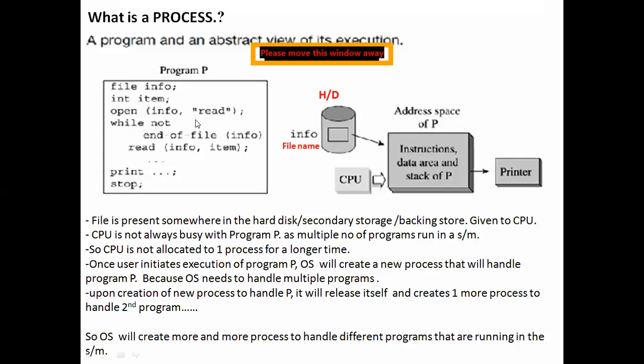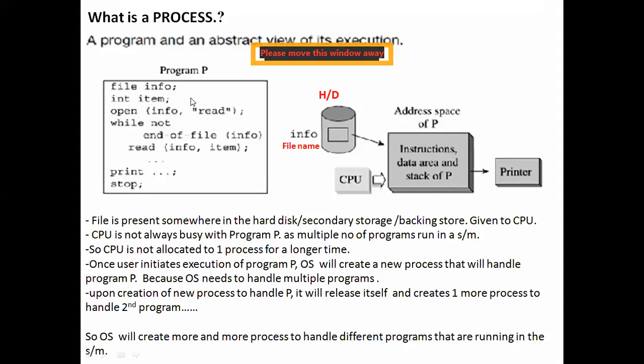I repeat, here we are just discussing a program and an abstract view of its execution. We have a program P and we are trying to initiate a file, and the file name is info. One integer is also defined, by the name item. First we need to open the file. Why? Because for doing any sort of operation, whether a read operation or a write operation, I need to open the file first.